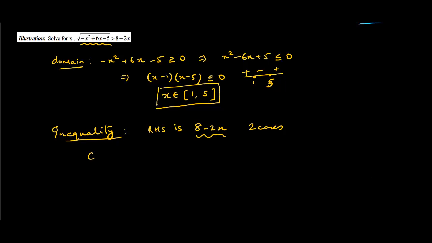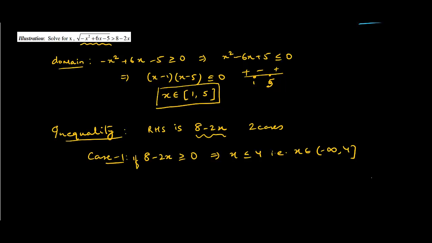Case 1: the right side, if right side is greater than or equal to 0, that means x is less than or equal to 4. In set notation this can be written as x belongs to minus infinity to 4. If x is in this interval, then what will happen?